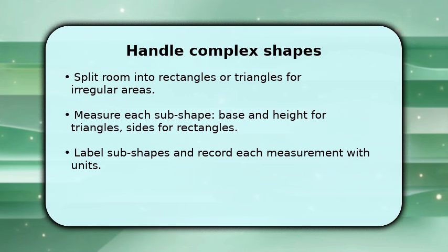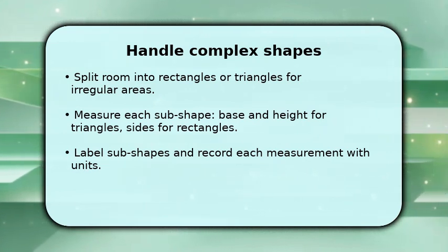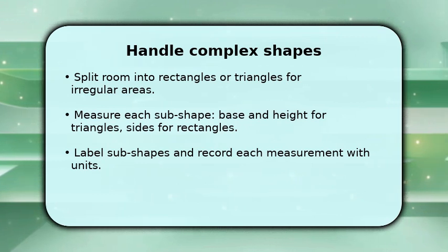Rectangle equals length times width, triangle equals 0.5 times base times height. Make sure units match across all parts. Once you compute each subarea, you can sum them to get the total room area accurately.